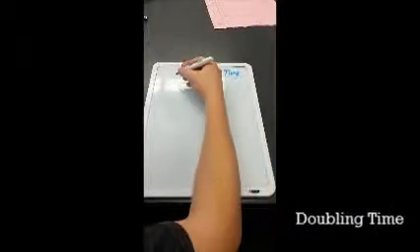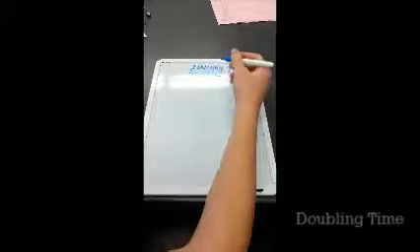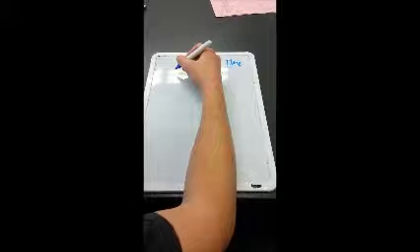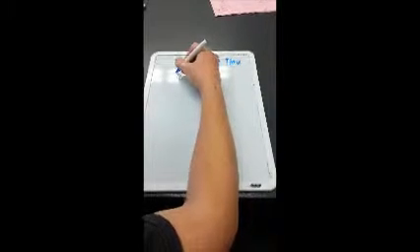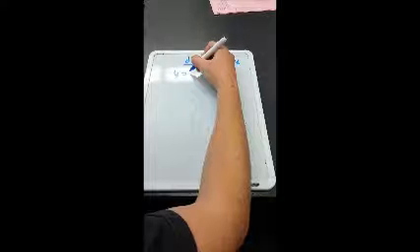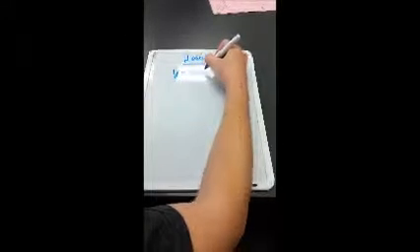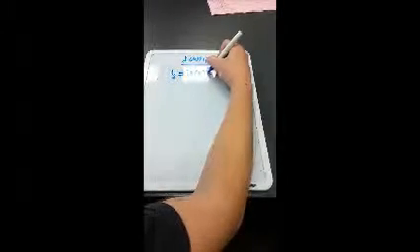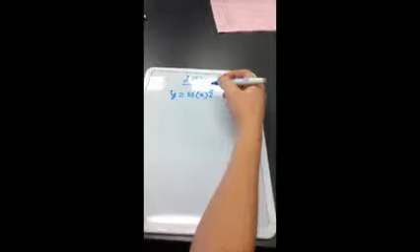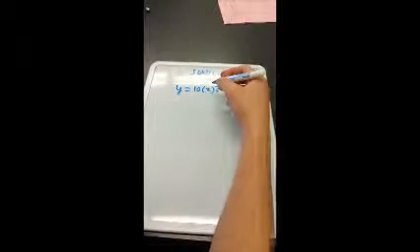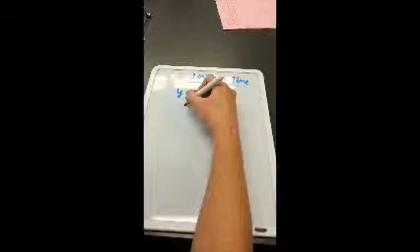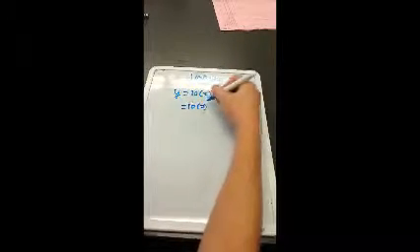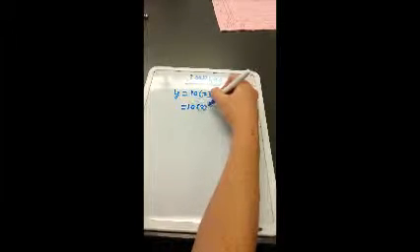Alright, next is finding it in one unit of time. So of course our old equation, y equals 10 times 2 to the x over 5. And so we do y equals 10 times 2 to the 1 over 5.